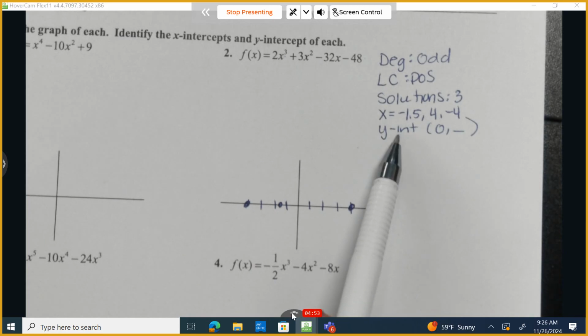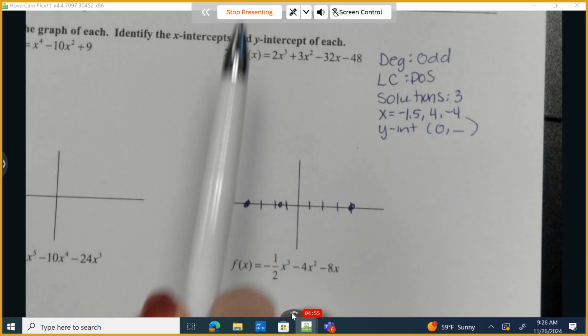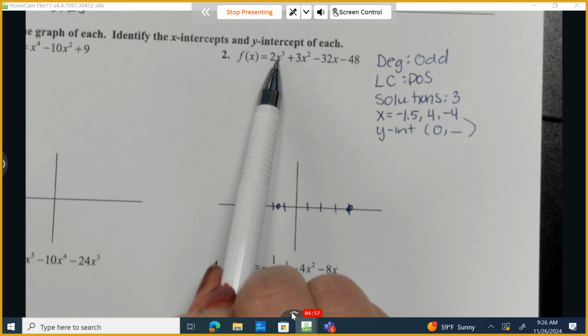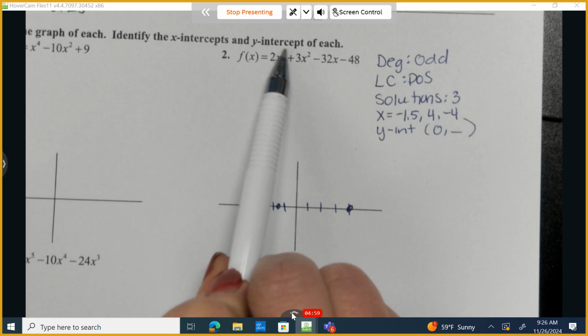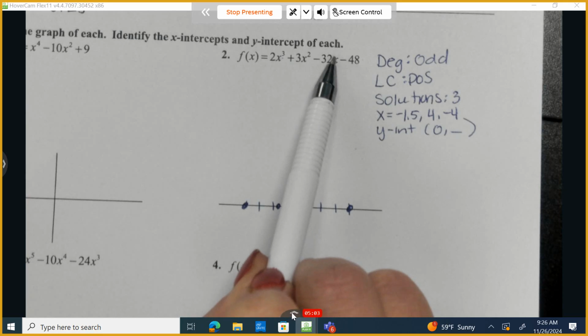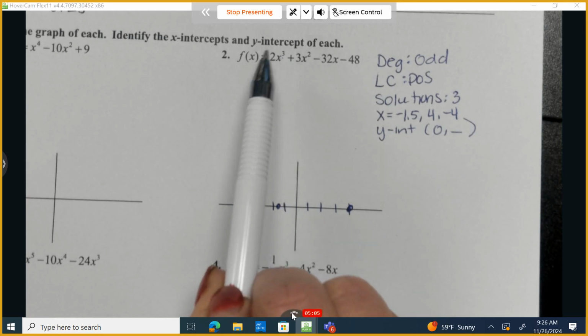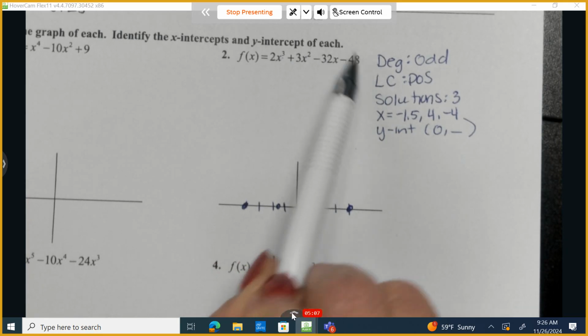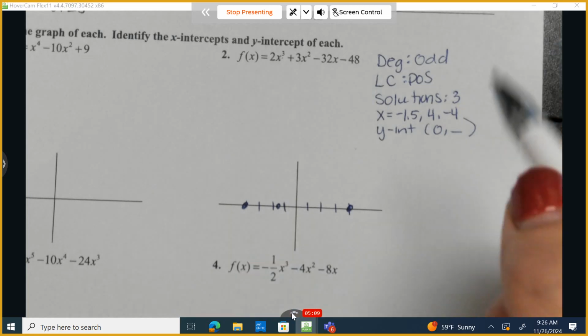Whenever I find the y-intercept, I always turn all of the x's into 0. So 0 times anything would make this portion 0. 0 times anything would make this portion 0. 0 times anything would make this portion 0. And I'd have 0 and 0 and 0 minus 48, which would be negative 48.